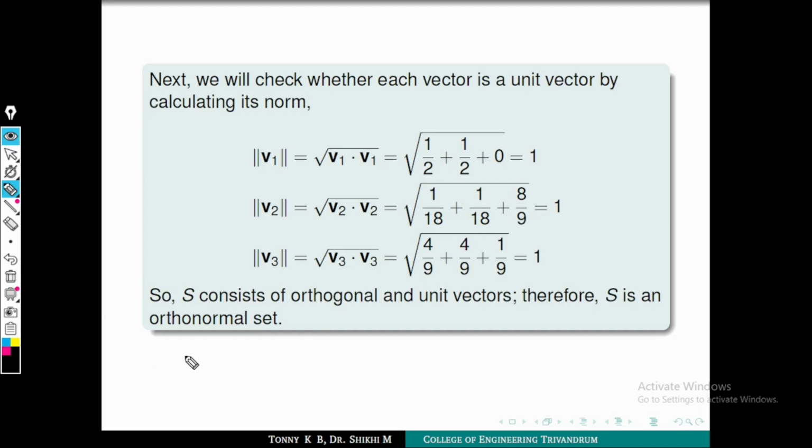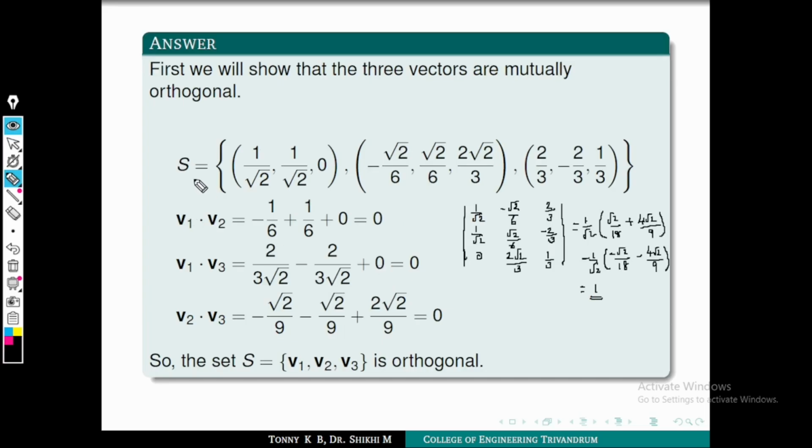Now to show that it is an orthonormal basis for R3, you have to check whether it is a basis of R3. So to show that S is a basis, we have to show that S is linearly independent and also that S spans R3. To show that it is linearly independent, you know the easy method. You will consider the vectors as columns of the determinant. So we have the determinant: 1 by root 2, minus 2 by 6, 2 by 3. That's the first coordinates of the vectors. Then you have 1 by root 2, root 2 by 6, minus 2 by 3, and 0, 2 root 2 by 3, 1 by 3.